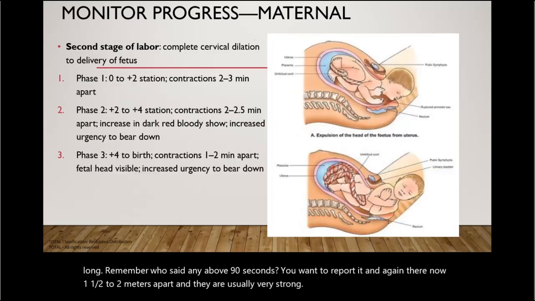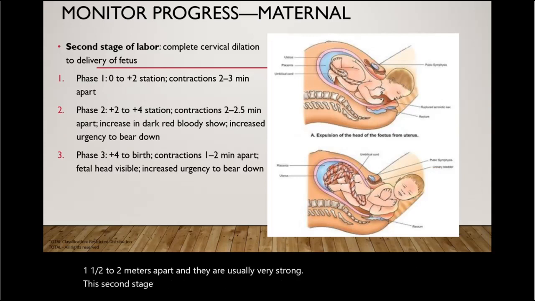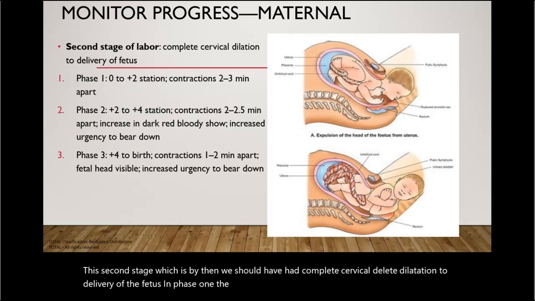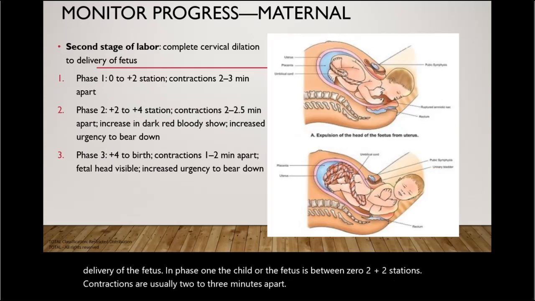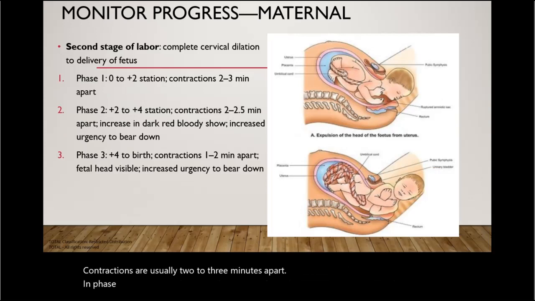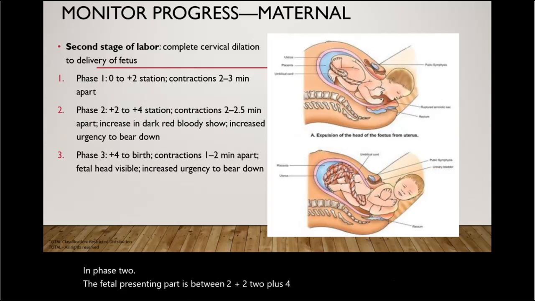The second stage, by then we should have had complete cervical dilatation to delivery of the fetus. In phase 1, the fetus is between 0 to +2 stations. Contractions are usually 2 to 3 minutes apart. In phase 2, the fetal presenting part is between +2 to +4 station. Contractions are between 2 to 2.5 minutes apart.